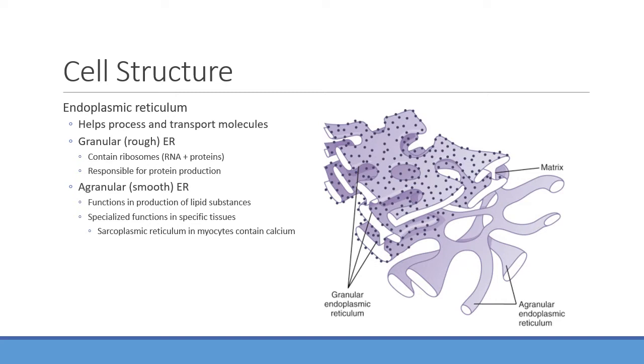The agranular or smooth endoplasmic reticulum, anyone know what we use that for? Yeah, some transport of proteins. Again, it's going to have a little bit more of a specialized function here. One of the big things I think about a lot, especially with skeletal muscle cells, is the sarcoplasmic reticulum, and that's actually very similar to the smooth endoplasmic reticulum. It's a big source for calcium storage. Calcium is a big cell signaler. When you release calcium within a cell, it's going to cause all sorts of things to happen, and the sarcoplasmic reticulum is a big place for that to occur.